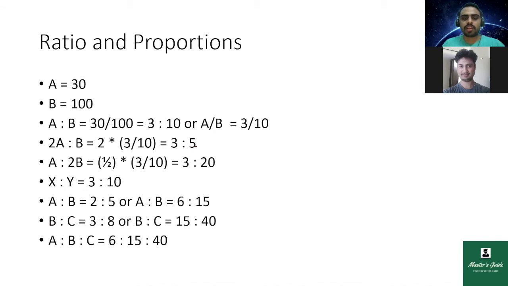So 3 is to 5 is the double of the ratio A is to B, which is 3 is to 10. Similarly, if you want half of A is to B, just multiply the denominator by 2. So half of 3 is to 10 would be 3 is to 20. And two ratios are said to be in proportion if they are equal. So if A is to B is 3 is to 10 and X is to Y is 3 is to 10, then these two are in proportion.